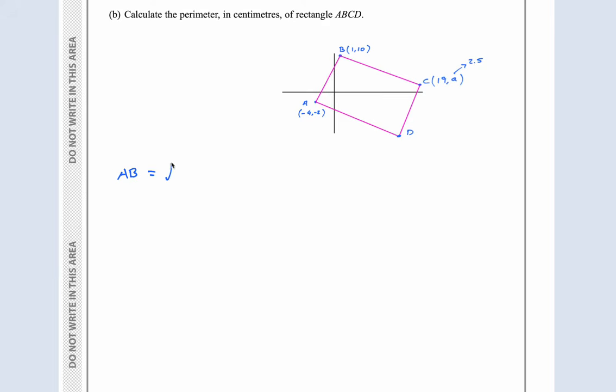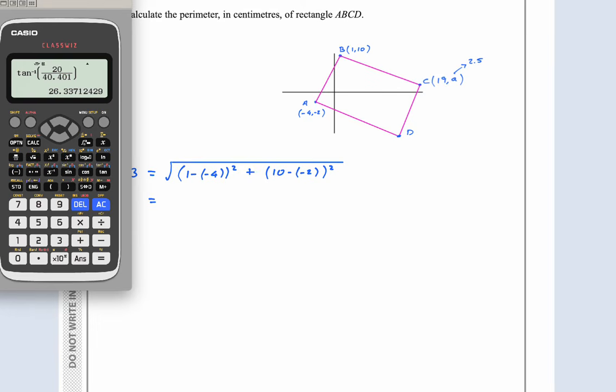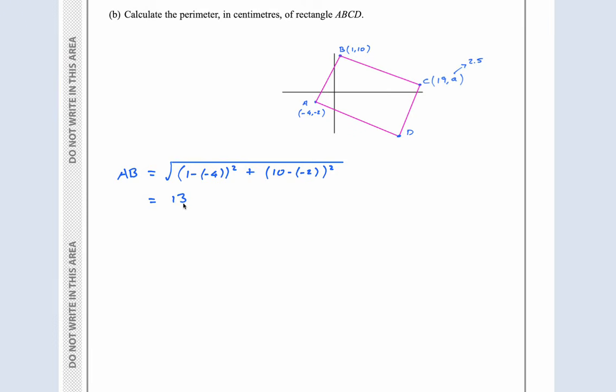The distance is the square root of x1 minus x2 squared, so that would be 1 minus negative 4 squared, plus 10 minus negative 2 squared, which is the square root of 5 squared plus 12 squared, which is 13. Perfect. So that's 13.